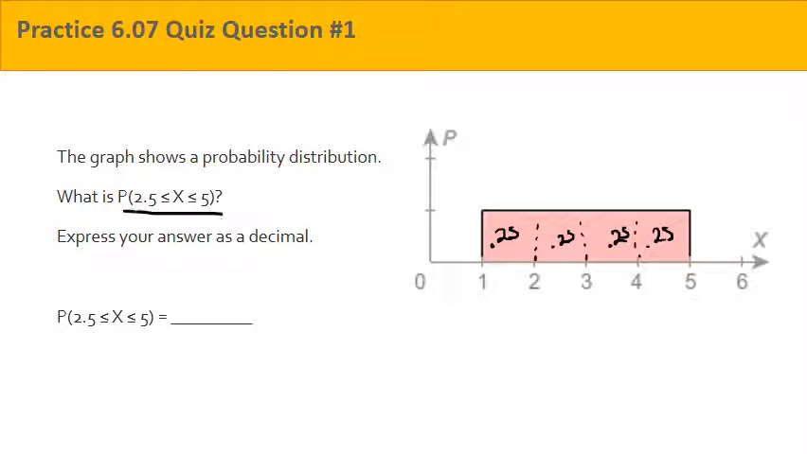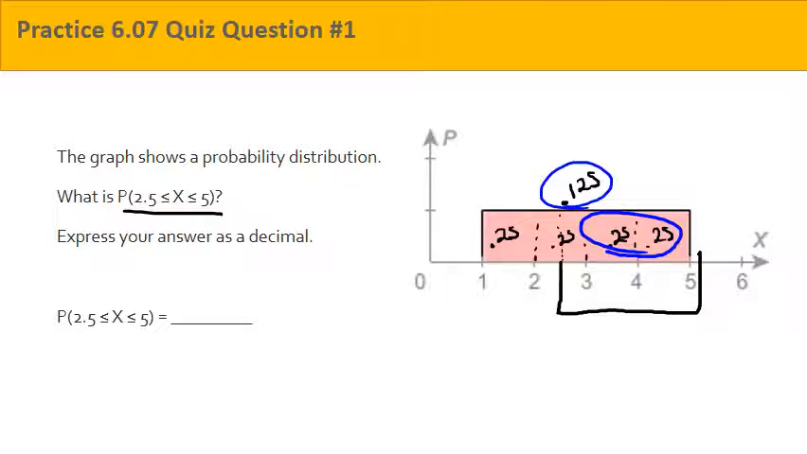What is the probability of getting something between 2.5, which would be from here, all the way to 5? Okay, so that means I have to divide up this 2.5. So 2.5 divided in half gives me 0.125. So this means I need to add up everything from 0.125 and then these two 25%. So if you add all of those up, you should get 0.625. And don't forget to express your answer as a decimal.